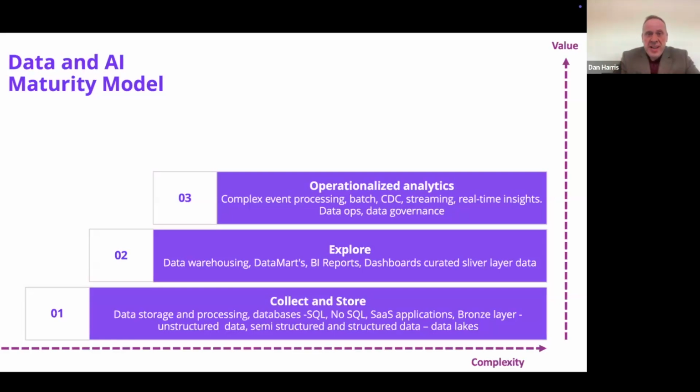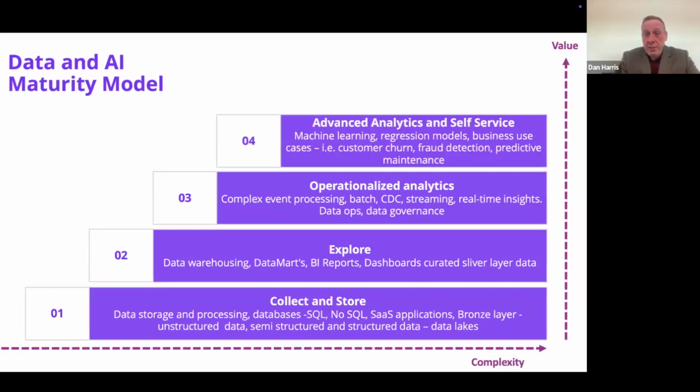So we're moving away from static reports into real-time insights. We're starting to apply DevOps principles to data, apply more governance, and apply more lineage, trying to make sense of the data across multiple sources. With that comes a lot more value, but a lot more integration challenges too. That's a building block that takes us to the next level, where it starts to get a lot more exciting.